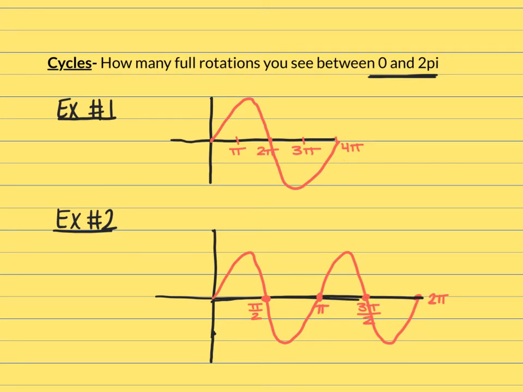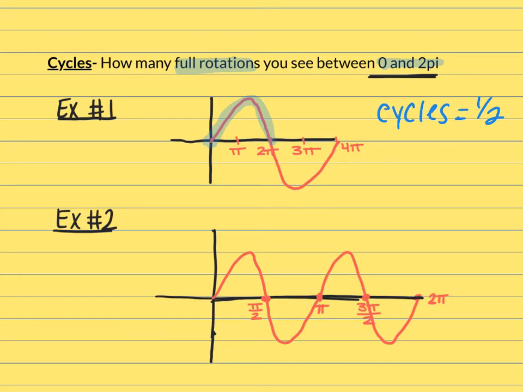Okay, so let's trace out how many full rotations we see between 0 and 2 pi in each of these examples. So we're starting at the origin, and we're going to stop when we get to 2 pi. So in this first example, I've only finished half of a cycle of sine. So to answer the question, what is the number of cycles? The answer for cycles is 1/2. I see half of a rotation between 0 and 2 pi.